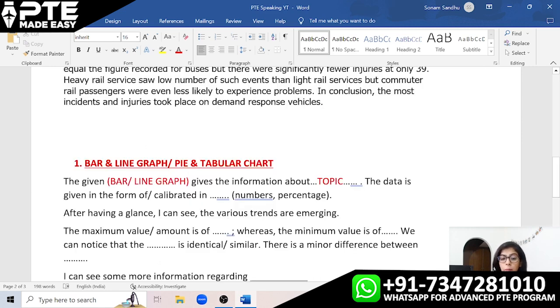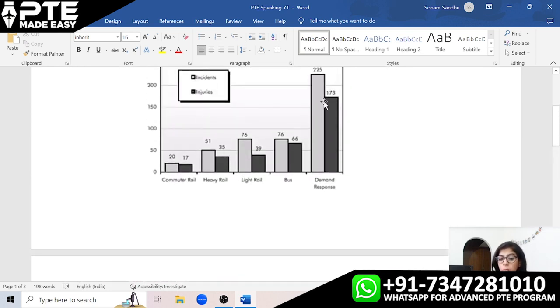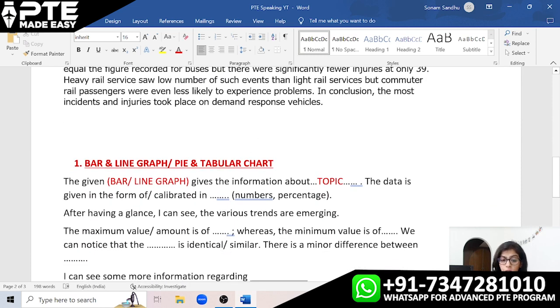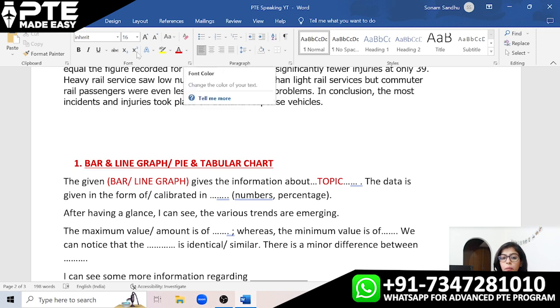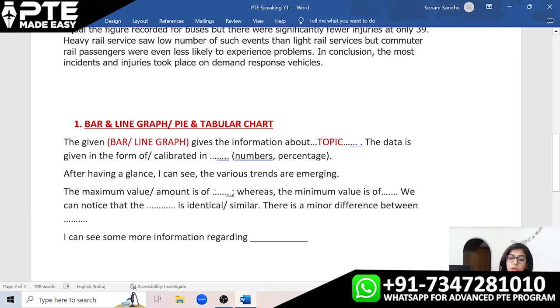After having a glance, I can see the various trends are emerging that we can clearly see. It was at the peak. There was a difference here. These two were identical. Now for the maximum value or amount, we will be using was, because everything is in the past. After having a glance, I can see the various trends were emerging. Everything will be in the past tense because they are talking about the year 2002.